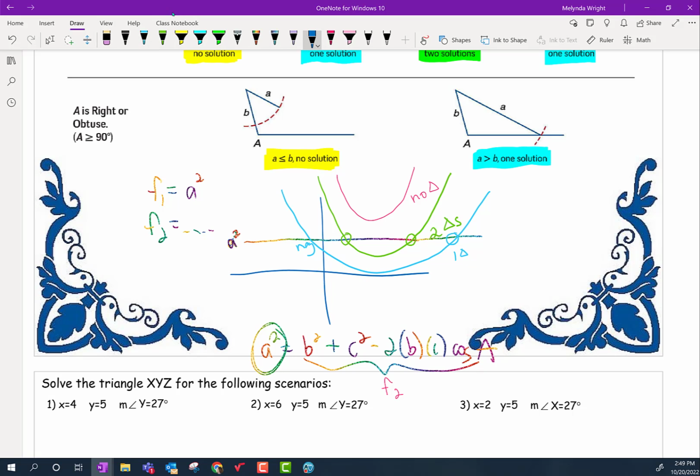Okay, so I'm going to write this out in words. So here's what we're doing. We're going to find 2 things with this scenario. Number 1, we're going to determine the number of triangles. That's what, when we do this in our calculator, we're going to figure out how many triangles. And number 2, we're going to determine the values of the missing side.